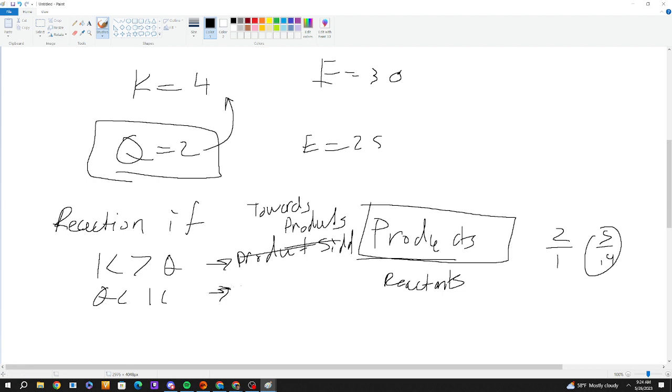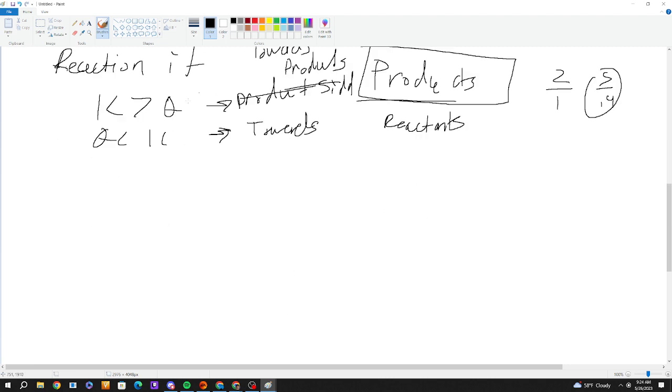If Q is greater than K, it's going to go towards reactants. The reason for that is you simply have to increase the amount of reactants and reduce the amount of products. And obviously, if Q is equal to K, you're already at equilibrium, so it's not going to go in any direction.